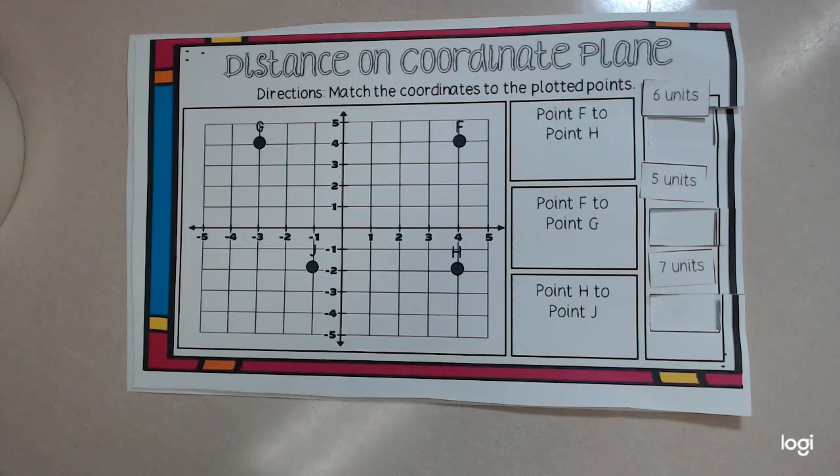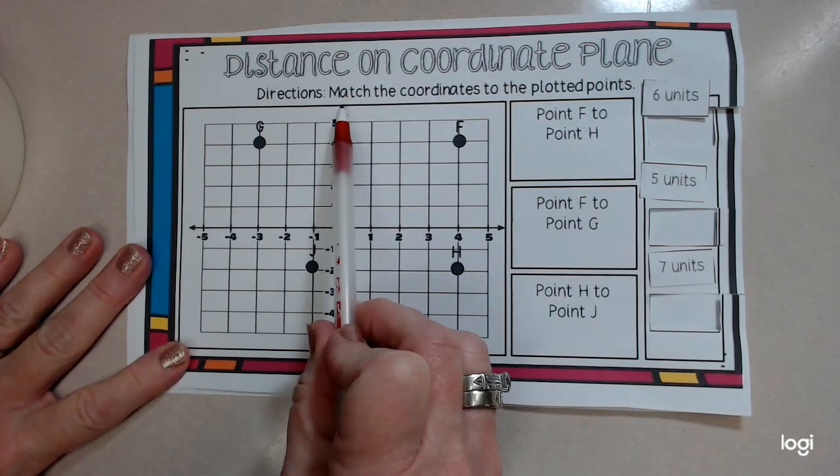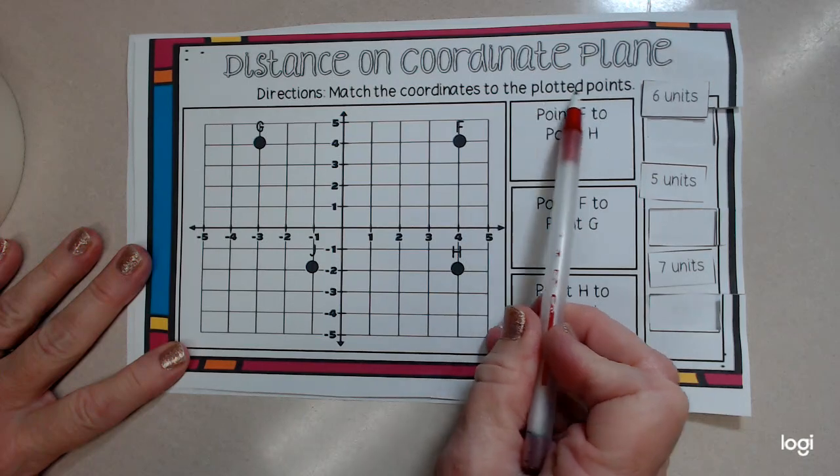Okay, so when you open up your Google Slides, you're going to have something that looks very similar to this. I'm going to show you how to do this slide, and that way you'll know how to do the first couple slides on yours. So Aaliyah and Chloe, make sure that you are following along with me. This says, distance on coordinate plane, directions. Match the coordinates to the plotted points.